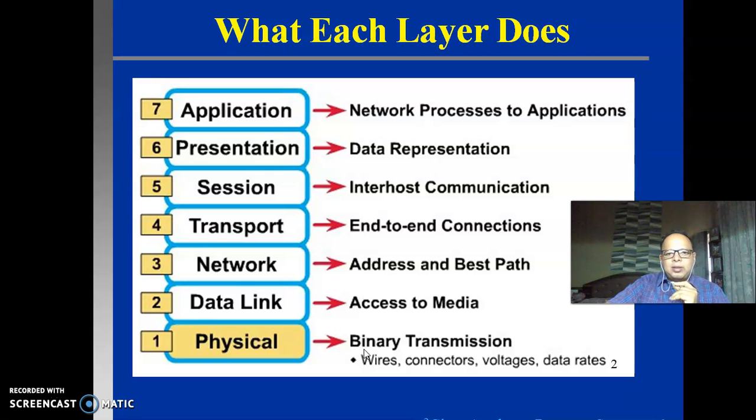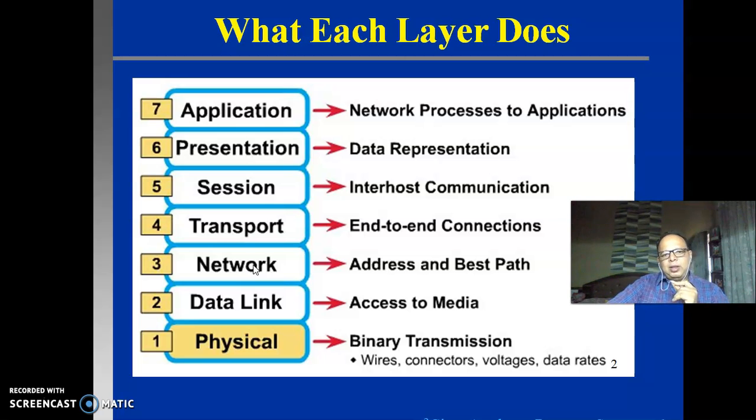Wires, connectors, there are so many kinds of connectors depending on the media. All those things are taken care of at the physical layer. So the physical layer is responsible for binary transmission. The layer just above the physical layer is the data link layer. The data link layer is roughly responsible for access to media, right? Media comes at the bottom, and the layer just above the physical layer is responsible for giving access to the media. The network layer, the third layer, is responsible for giving the addresses and finding out the best path.